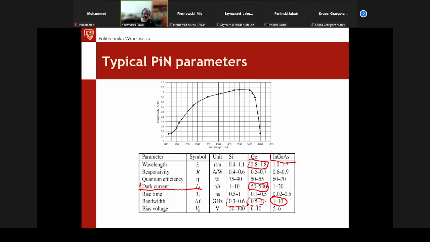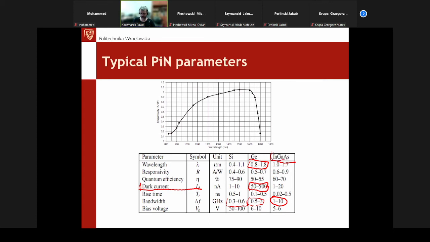And bias voltage, because I think you know photodiode structures require to be polarized in the opposite direction, not to be conductive, so a reverse voltage needs to be applied to this junction. So bias voltage also is different for different types of photodetectors.